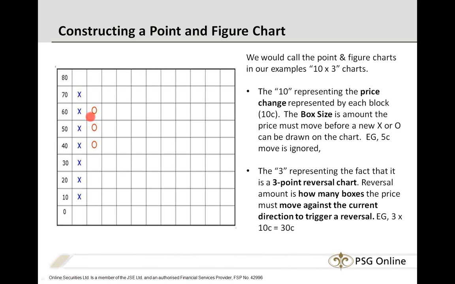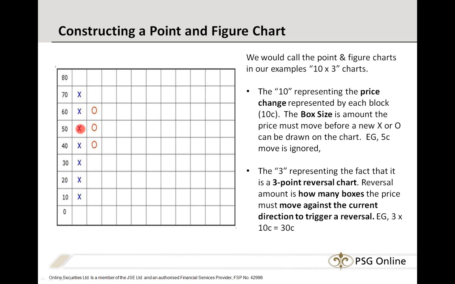We call the chart we're looking at the moment a 10 by 3 chart. The 10 represents the price change, or in other words, what we call the box size. So this box size is the amount that the share price must move to make a new cross or a new zero. You can see it goes from 10 cents to 20 cents. Okay, so that's what we're talking about, the box size. So each little cross or zero represents 10 cents.